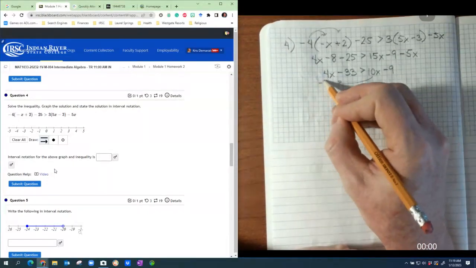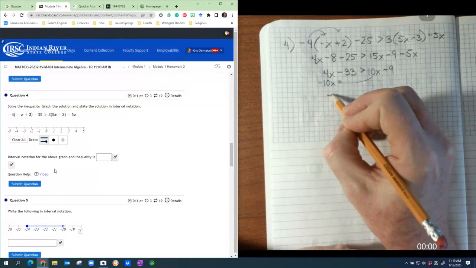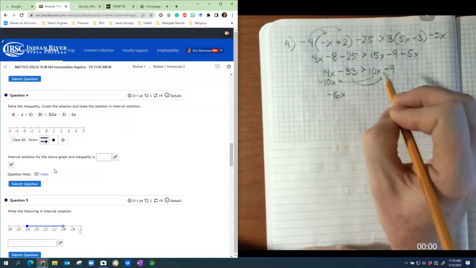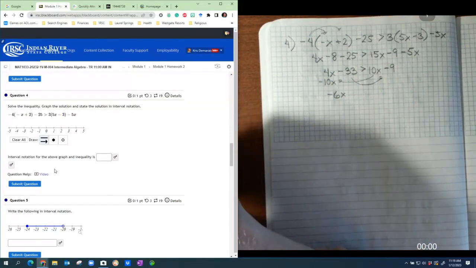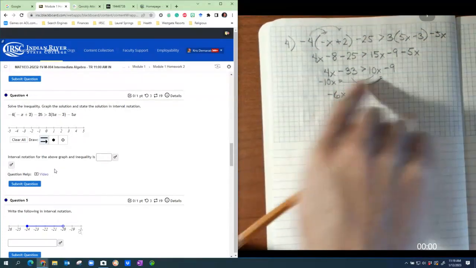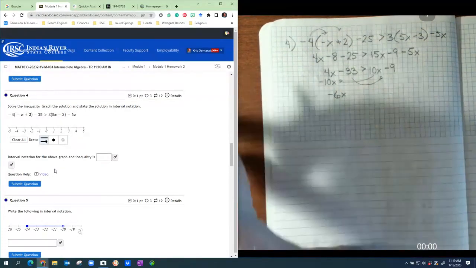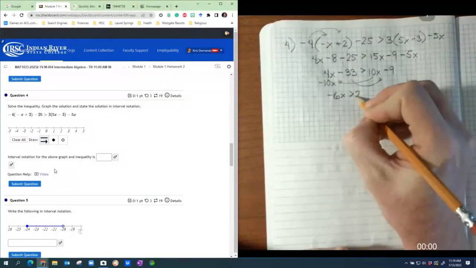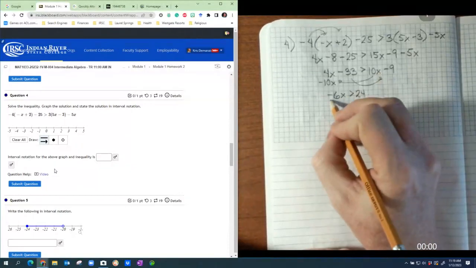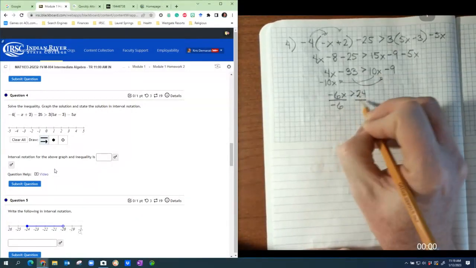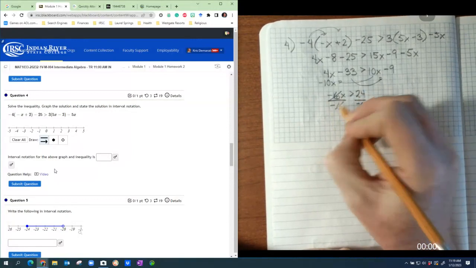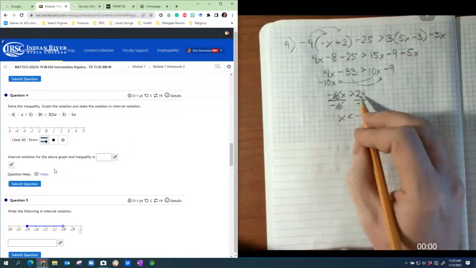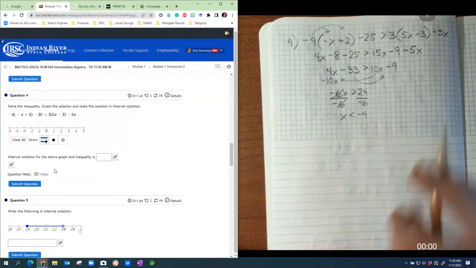So I'm going to subtract 10x from 4x and get -6x. And then I'm going to add 33 to -9. When I'm adding 33 to -9, I'm going to subtract 9 from 33 and get 24. Now I'm going to divide by -6. And because I'm dividing by a negative, the inequality will switch, and I divide 24 by -6 and get -4.